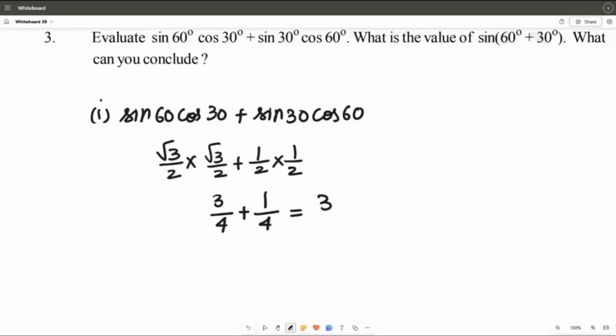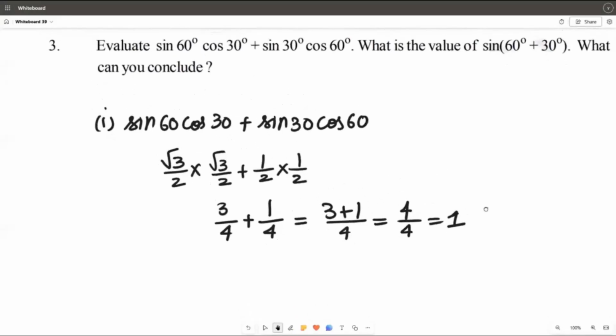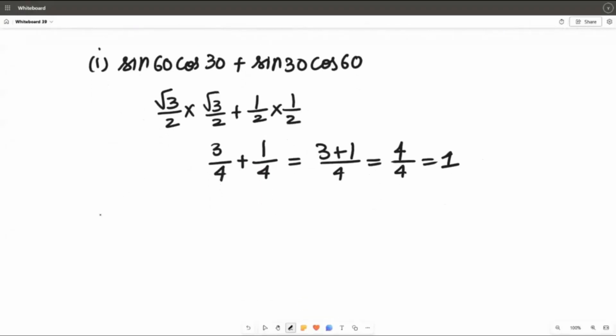So if we add them, by LCM, 3 plus 1 by 4, which is equal to 4 by 4, which is equal to 1 if we cancel both of them. So for the first expression, the answer is 1. See the second part, they told us to find the value of sin (60 plus 30). 60 plus 30 is equal to 90. So indirectly they're telling us to find the value of sin 90, which is equal to 1.